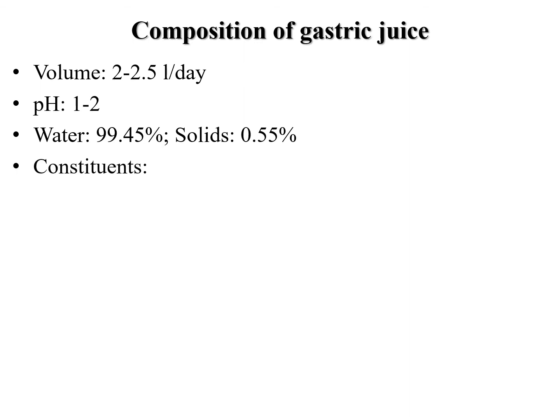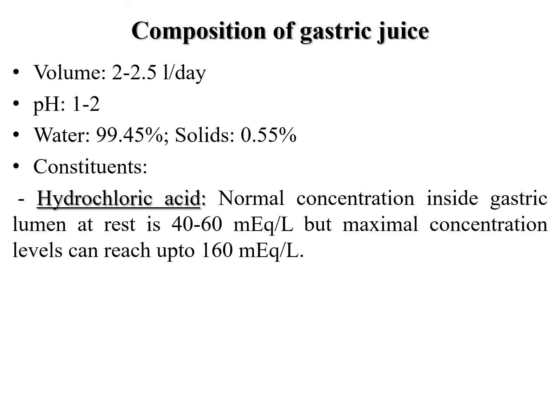The main constituents of the gastric juice. First of all is the hydrochloric acid or HCl. The parietal cells or the oxyntic cells are the ones that produce HCl. They secrete H plus and Cl minus separately, which combine inside the lumen of the gastric gland to form the HCl.